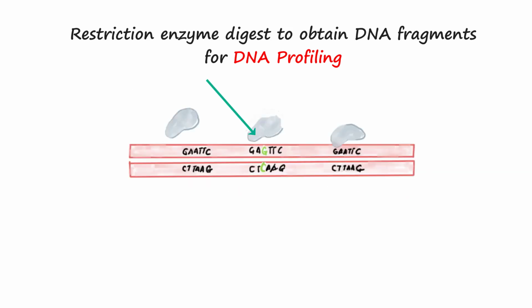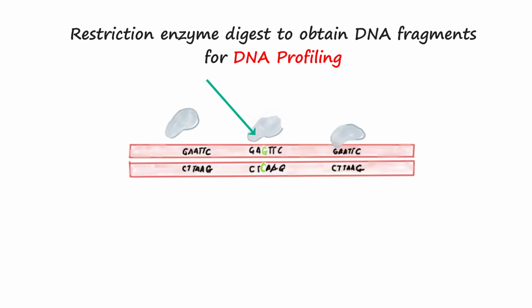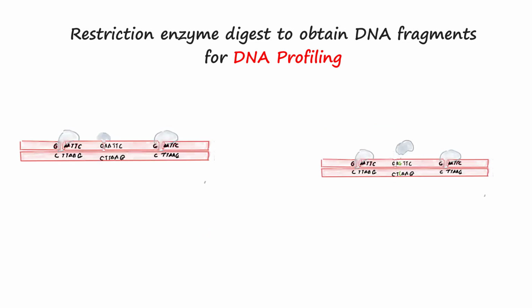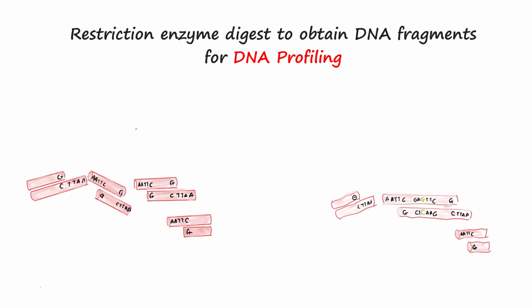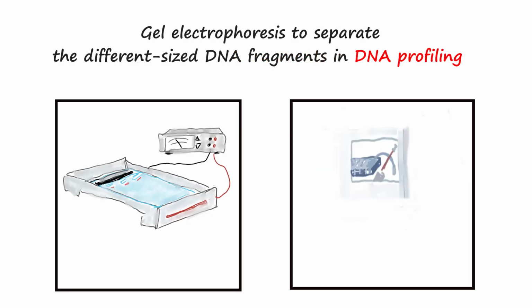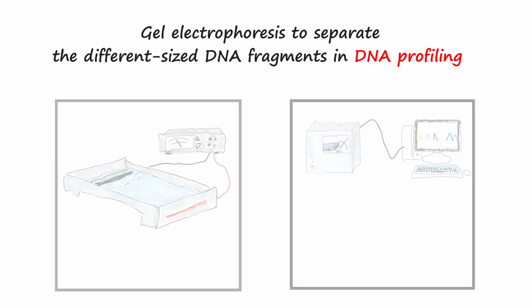In some individuals, random changes in the DNA will cause one or more restriction enzyme recognition sites to be lost or gained, so cause variation between individuals in fragment numbers and lengths. These fragments can be separated based on size by electrophoresis.